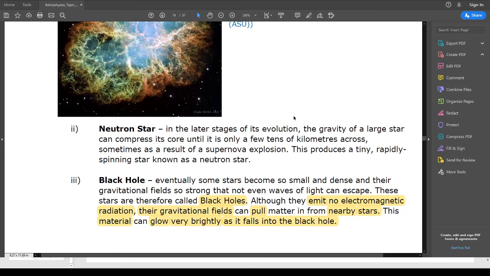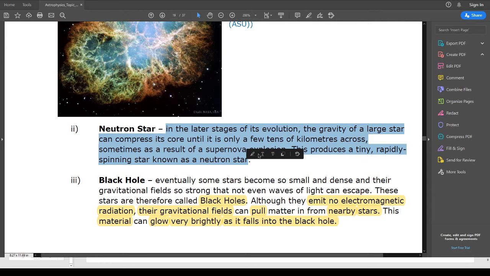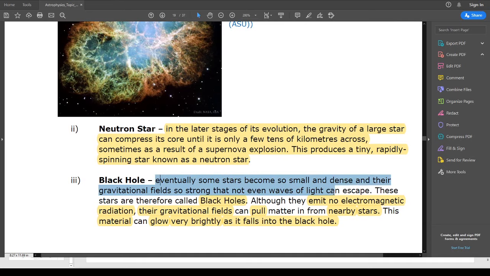And then what's a neutron star? Well, in the later stages of evolution, the gravity of a large star can compress its core until it is only a few tens of kilometers across. Sometimes, as a result of supernova explosion, this produces a tiny, rapidly spinning star called a neutron star. Then, what's a black hole? Eventually stars become so small and dense, and their gravitational field is so strong that even light waves cannot escape. These stars are therefore called black holes.